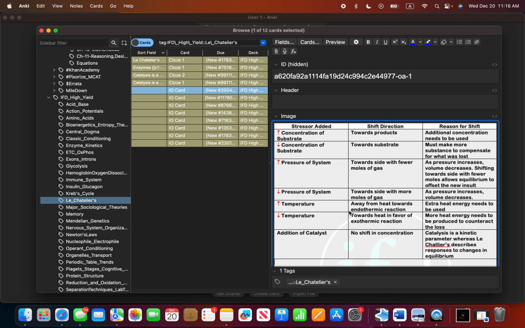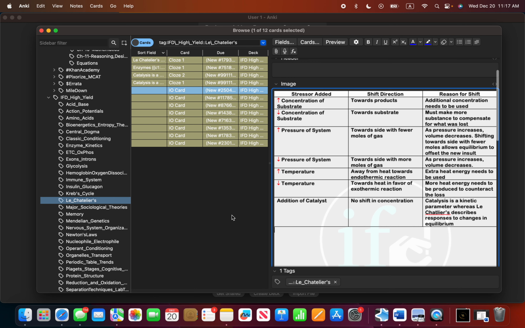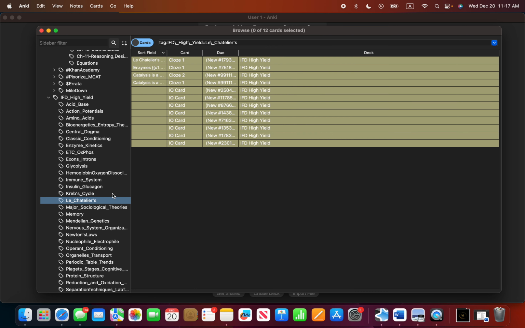Does addition or removal of catalysts affect Le Chatelier's principle, the equilibrium of the reaction? Hell no. No shift in concentration, because catalysis is a kinetic parameter, whereas Le Chatelier's describes responses to changes in equilibrium. Amazing. That's all the same.